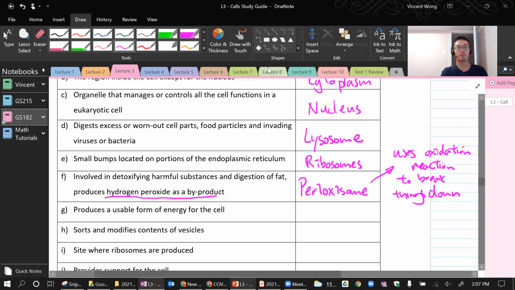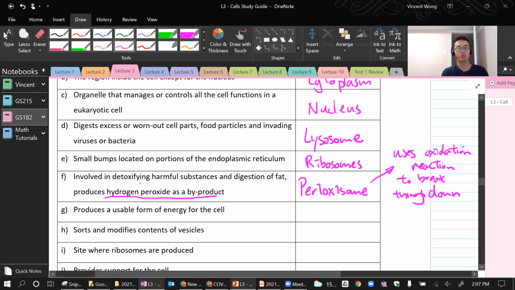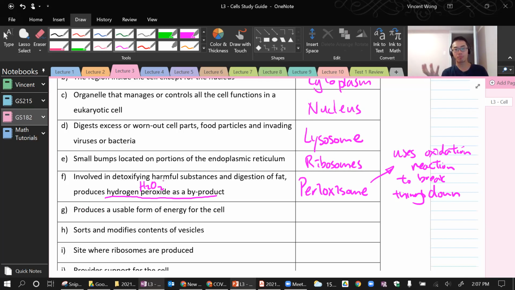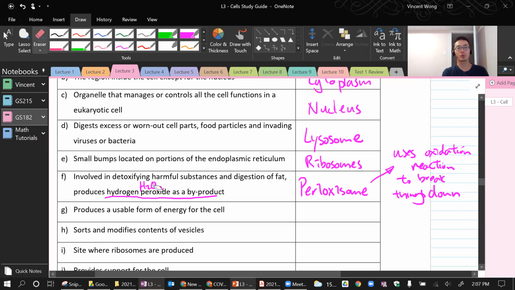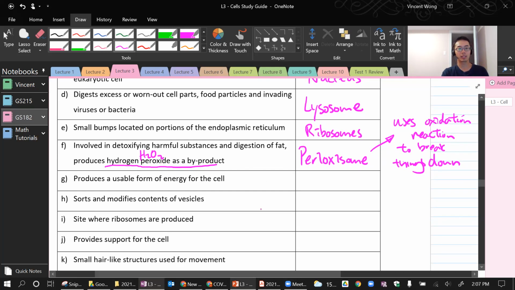Oxidation reaction means you strip electrons from something. That's what oxidation means. You rip electrons from them and break it down. And the byproduct is hydrogen peroxide. Hydrogen peroxide is H2O2. It's very, very toxic for your cell. That's why all these reactions must happen in the peroxisome, and then the H2O2 will get broken down into harmless water and oxygen. If this H2O2 gets out from the peroxisome, the cell's gonna die. We don't want that.